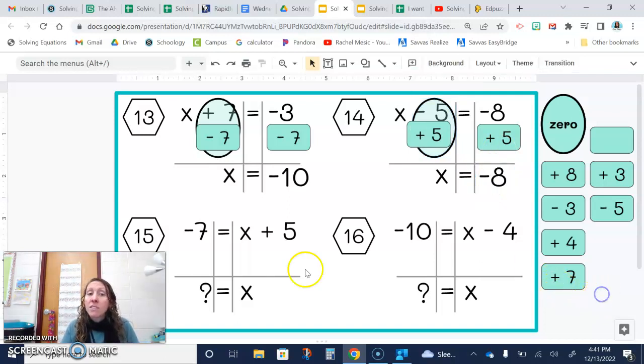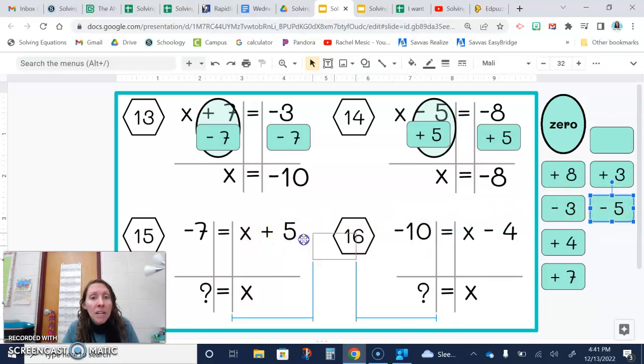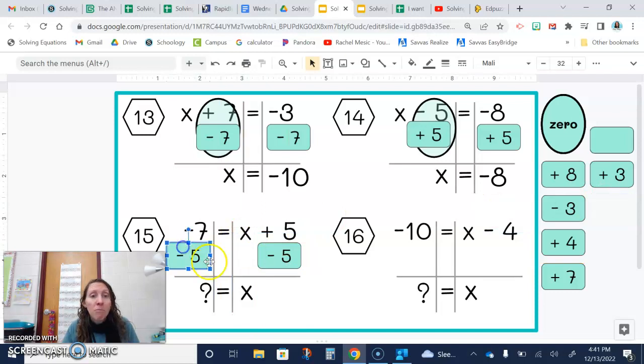All right, now be careful. Sometimes the X is on the other side. For this one, the X is on the right. With that X, it says plus 5, so I'm going to minus 5. I have to do the same thing on both sides. 5 minus 5 is 0. That leaves us with just the X on the right.